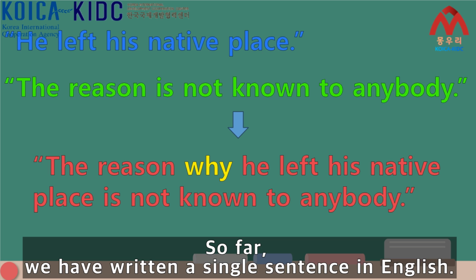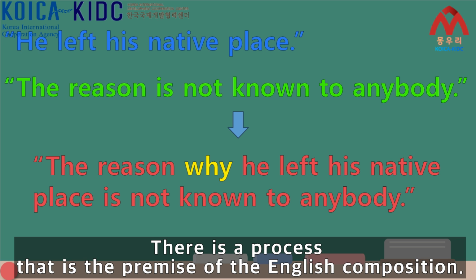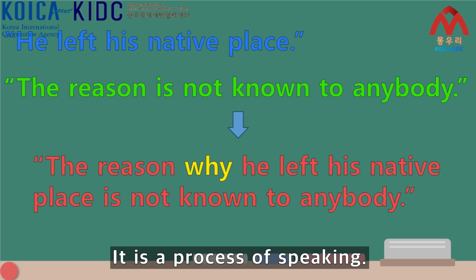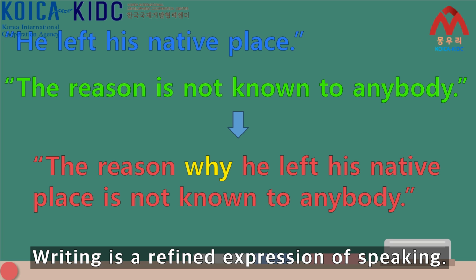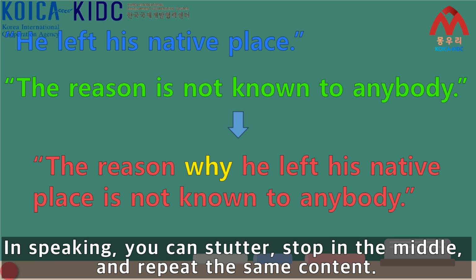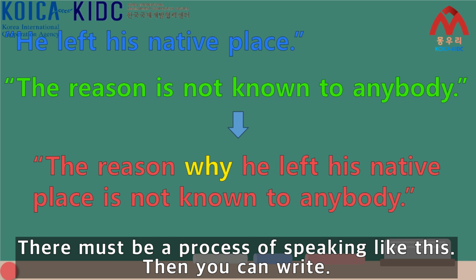So far, we have written a single sentence in English. There is a process that is the premise of English composition. It is a process of speaking. Writing is a refined expression of speaking. In speaking, you can stutter, stop in the middle, and repeat the same content. There must be a process of speaking like this.